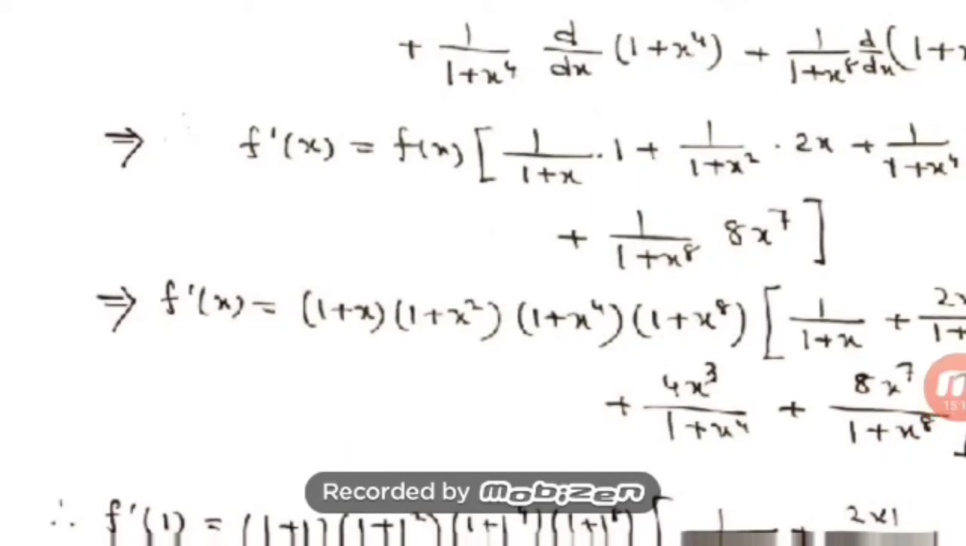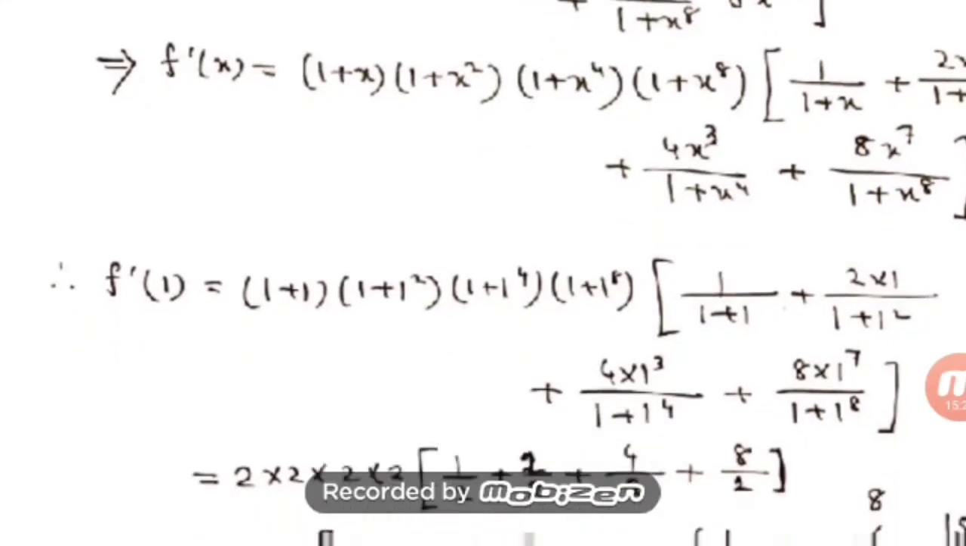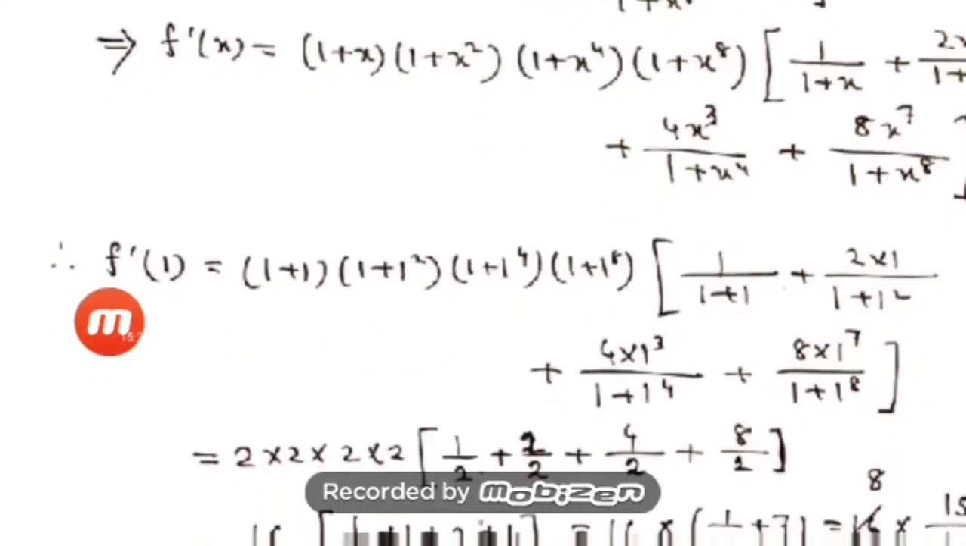But our question is to find the value of f dash 1. So in place of x, you have to write 1. So putting 1 in the place of x, what is f dash 1? (1 plus 1), (1 plus 1 squared), (1 plus 1 to the power 4) into (1 plus 1 to the power 8). This is 1 by (1 plus 1), 2 into 1 by (1 plus 1 squared), 4 into 1 cube by (1 plus 1 to the power 4), 8 into 1 to the power 7 into (1 plus 1 to the power 8).